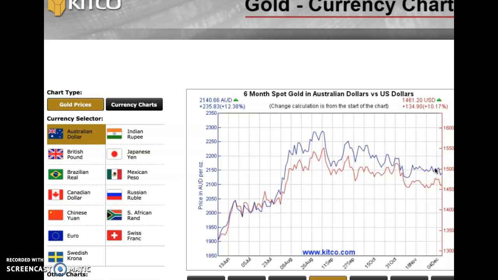The Australian dollar is weaker than the US dollar, causing the price of gold to be more expensive. Okay, so what we're looking for is for your currency's line, your blue line, to drop below the red line, indicating strength in your currency, and hopefully gold prices are pulling back, and the strength in your currency makes them even cheaper. So if I were looking at this chart and I was in Australia, in spite of the pullback, I would not purchase yet.